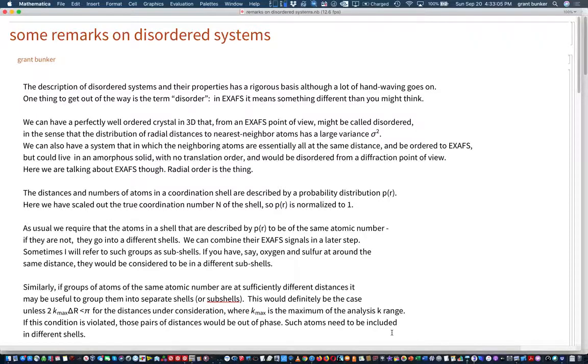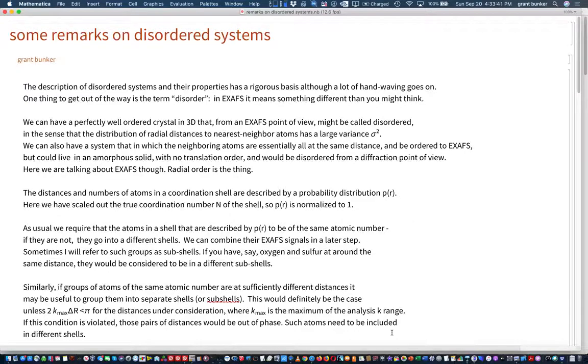So what do we mean by disorder? Well, we can have, for example, a perfectly ordered crystal in 3 dimensions that is, from an EXAFS point of view, disordered because there's a wide distribution in distances to the atoms in a group or a shell. That's what we would typically call disordered, even though from a macro or a 3D point of view, it's not disordered at all. It's just what it is. So you have to be aware of that kind of jargon.